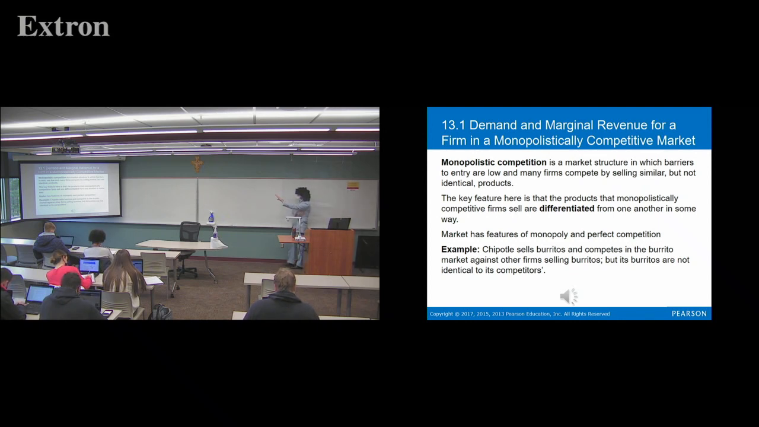So the definition of monopolistic competition is a market structure where barriers to entry are very low, and many firms compete by selling similar but not identical products. You can consider all the cell phones being offered fairly similar. They do a lot of the same things, but they have these different characteristics that cell phone manufacturers use to differentiate them from one another. And they all meet different consumer needs. So it has the features of monopoly and the features of perfect competition.